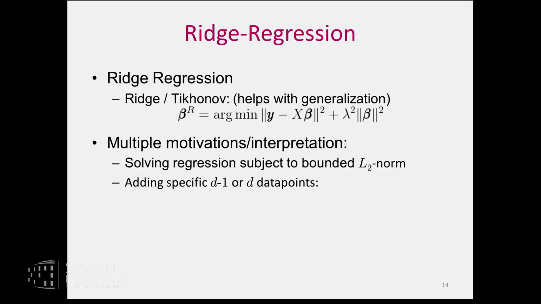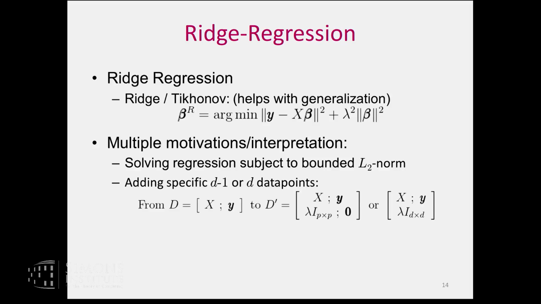A different way to see it is that I take my original data that had n observations, and I pair it with particular d-1 or d points that are the identity over each feature and 0 over this y. Or I can even do it completely with lambda times the identity over all those features, because the last one will be all zeros on x, so it won't change the value of the optimization, or it won't give me a different minimizer.